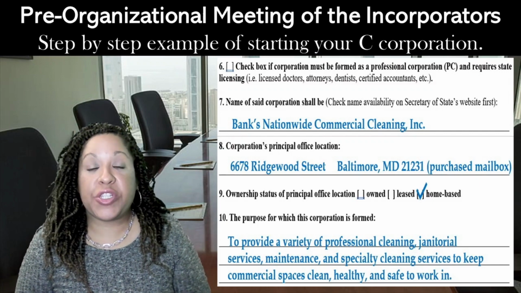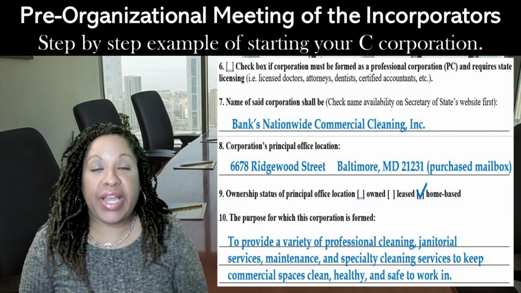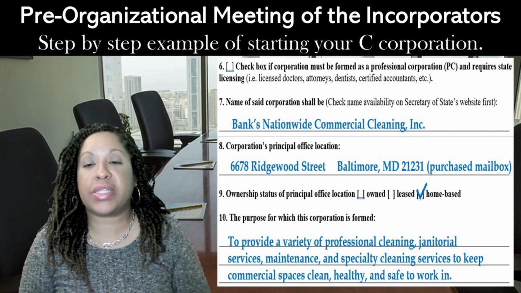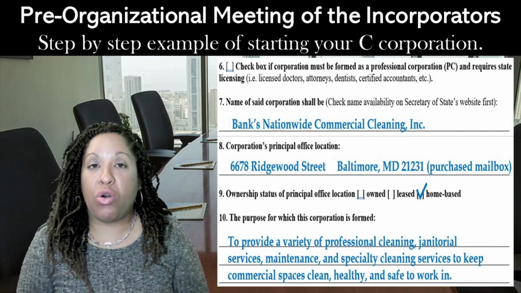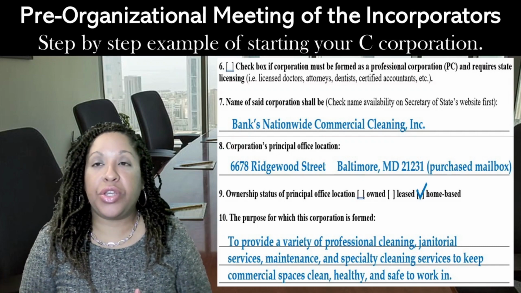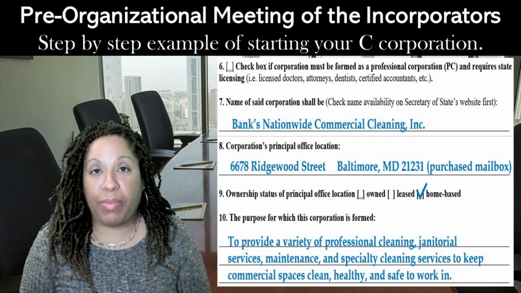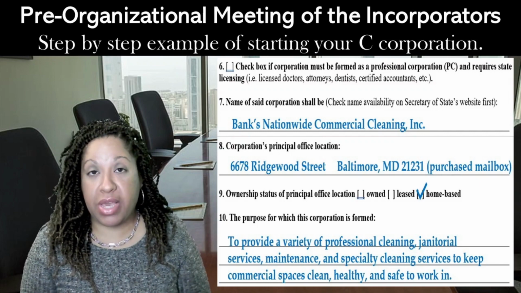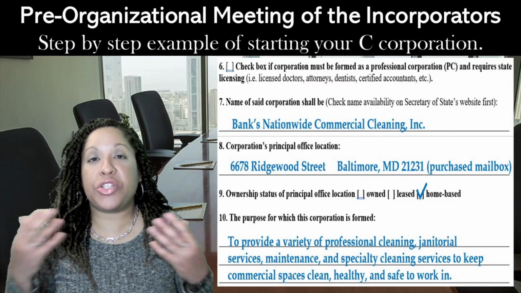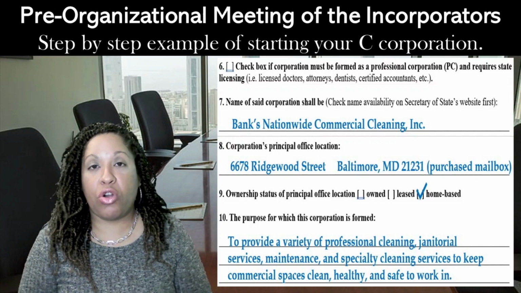Number 8, the corporation's principal office location. As I mentioned before, the principal location will be in Baltimore, Maryland, but I have in parentheses purchase mailbox. The reason is this is going to be a home-based business, so they had to go out and purchase a mailbox, and it's not that hard to do. You can go to an office for FedEx or UPS and buy a mailbox in order to receive mail instead of having it come to your home. As well, for any business transactions or invoicing, you need to have a business address instead of your home address.